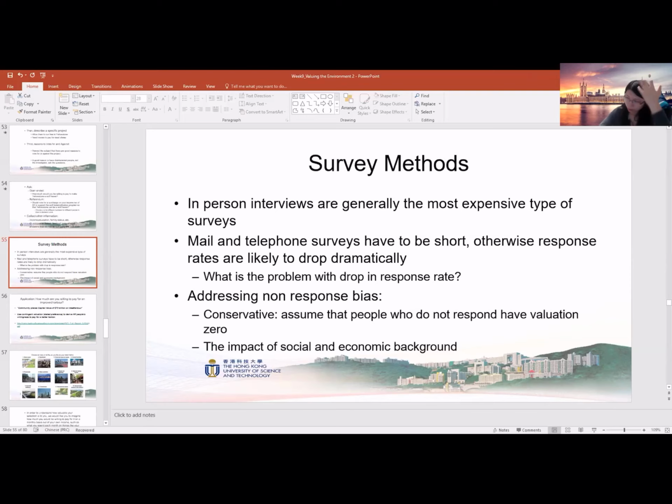Selection on unobservables corresponds to the fact that, controlling for education, income, or whatever attributes you could have information on, these people's willingness to pay for wolf protection projects still affects his or her selection into filling in your surveys, which is very likely to be true, right? So for a very serious contingent valuation survey, you want to reduce the non-response bias as much as possible.